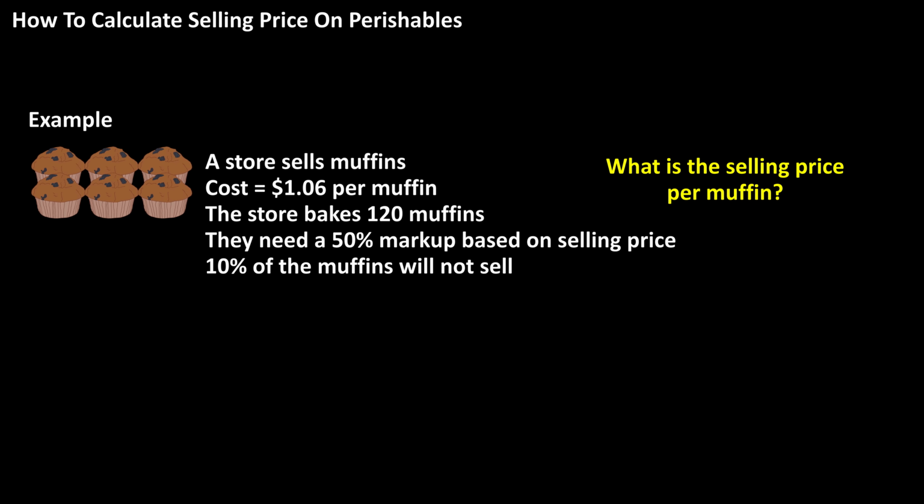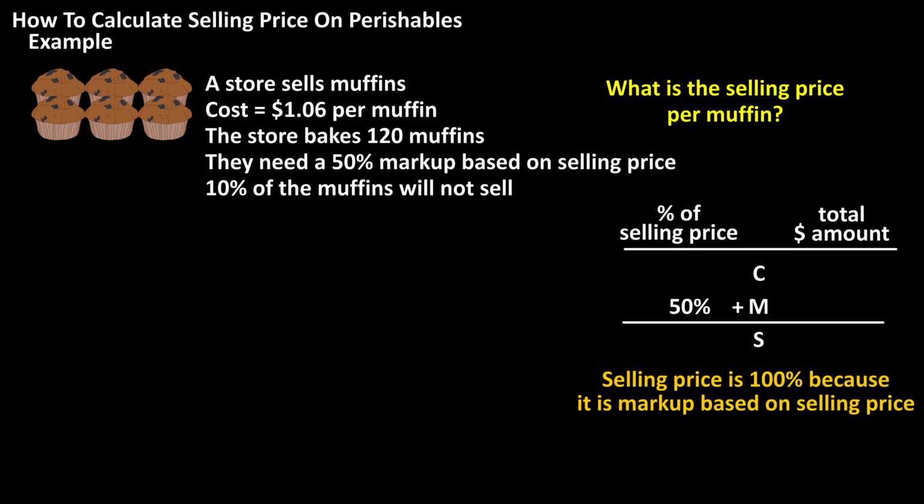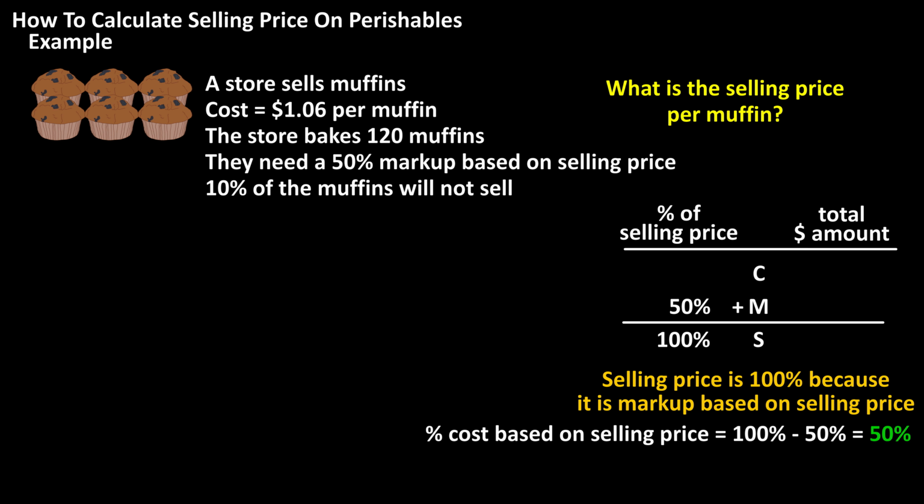We're going to start by drawing a table with percentages and total dollar amounts for cost, markup, and selling price, and we'll fill in what we know. We know the markup on selling price is 50%, and since it's based on selling price, the selling price percent will be 100%. And we can also calculate the percent cost on selling price, which is 100%, the selling price percent, minus 50%, the markup percent, which gives us 50% as the percent cost on selling price. And we can put that in the table.